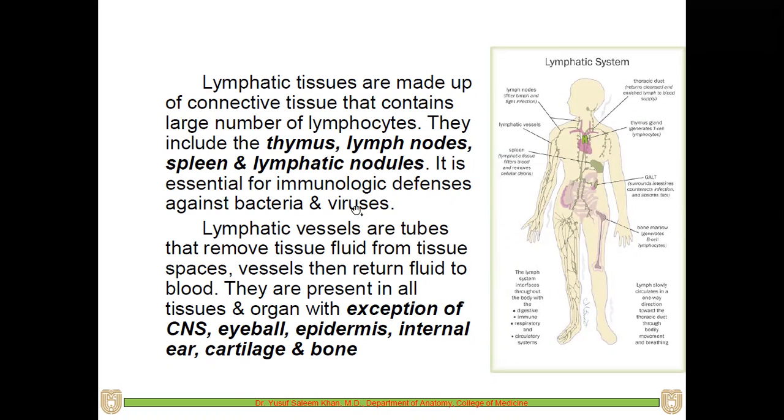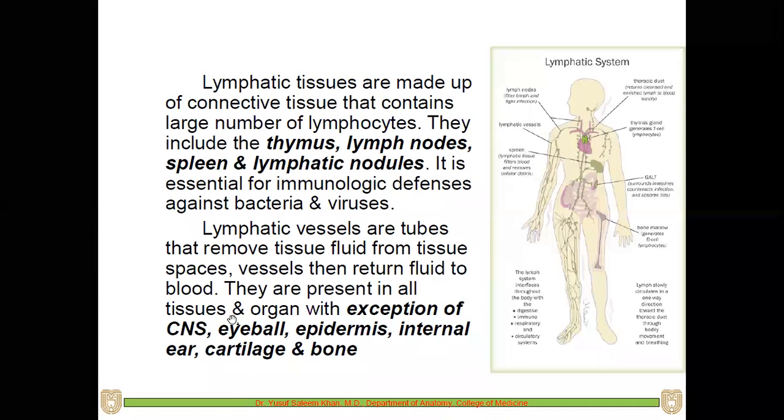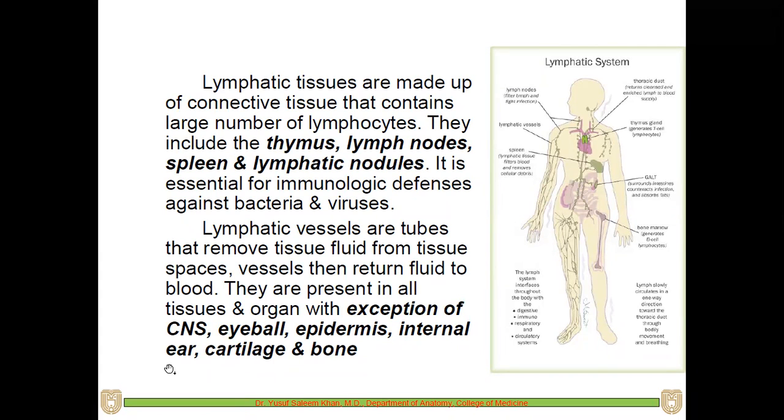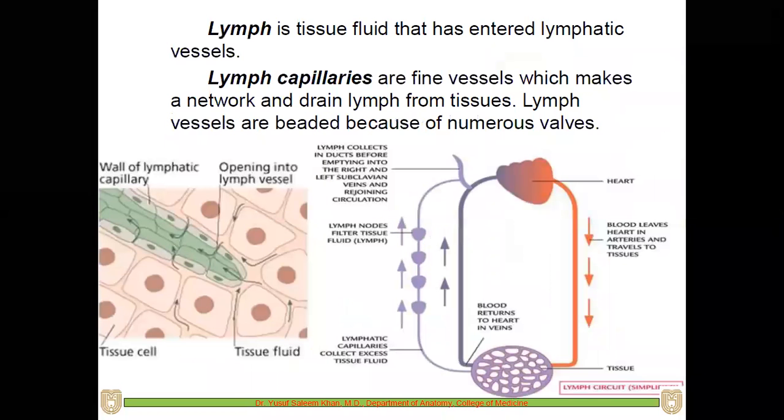Then we saw the lymphatic vessels, which are thin tubes. These lymphatic vessels are present everywhere in the body, except for a few exceptions. They are not present in the central nervous system. The eyeballs, it is absent. In the epidermis, the internal ear, it is absent, and in the cartilages and bone. Except these areas, the lymphatic system is present in all other structures of the body.